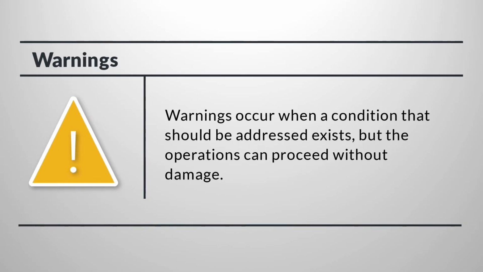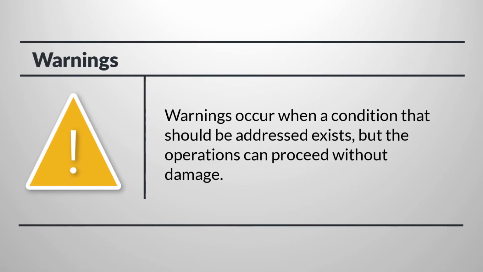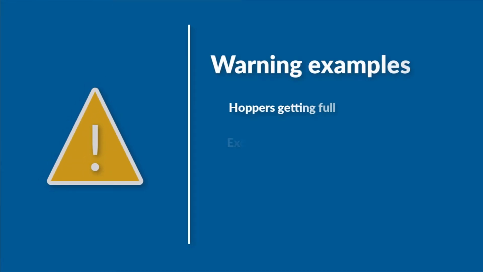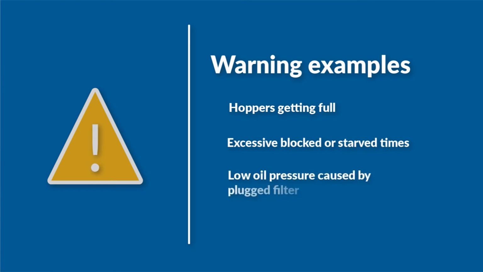Warnings occur when a condition that should be addressed exists, but the operations can proceed without damage. Hoppers getting full, excessive blocked or starved times, or low oil pressures caused by plugged filters are examples.